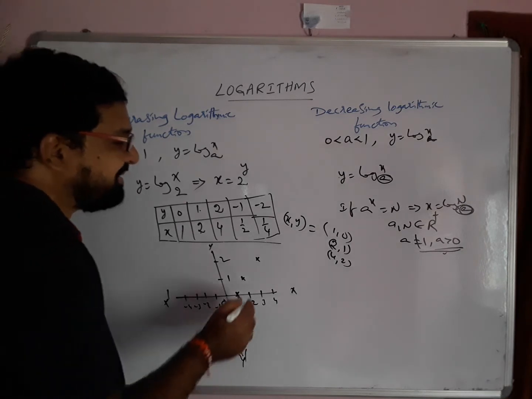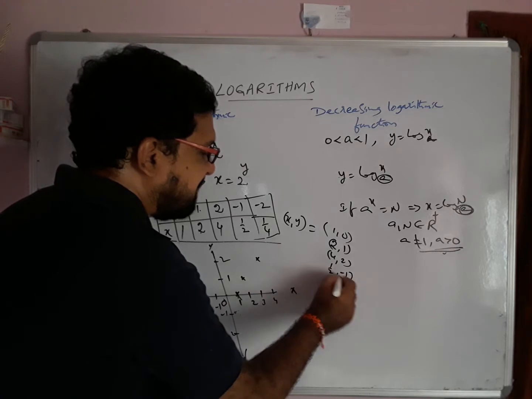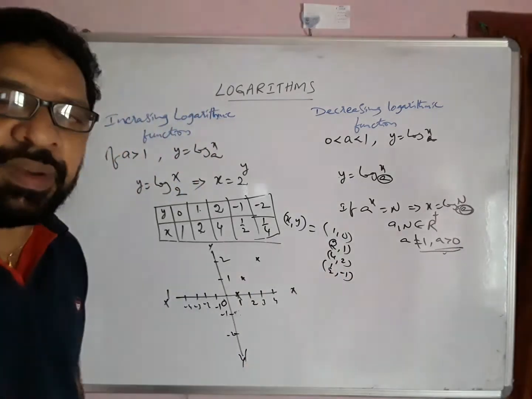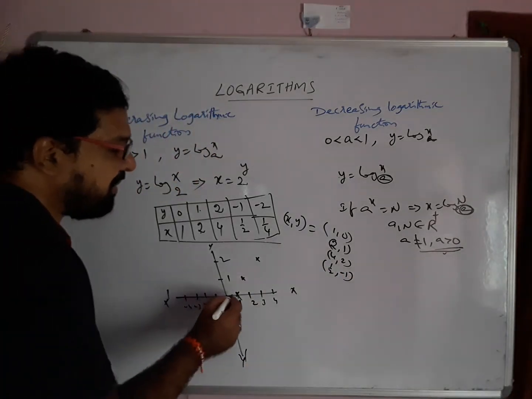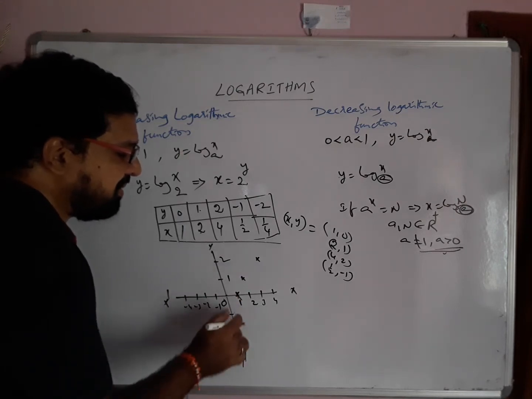So the next point has x coordinate 1 by 2 and y coordinate minus 1. Nothing but the point 1 by 2 comma minus 1. 1 by 2 is here and minus 1 is in the fourth quadrant, meaning down.